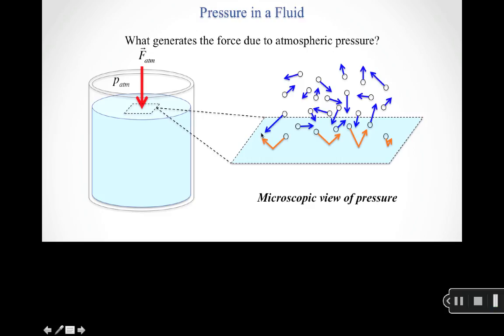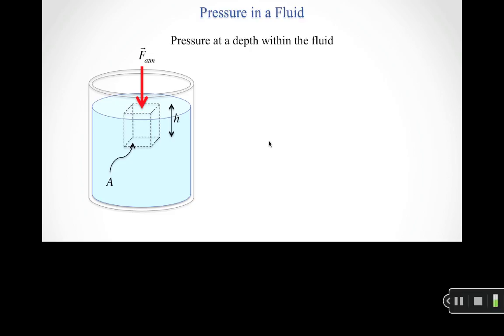And as they bounce off the surface of that fluid, that obviously generates an impulse on those particles to get them to bounce off. That impulse is related to the force that the surface has to generate on the particle to get it to bounce back. That force, from Newton's third law, has to be related to the force that the particles are exerting on the surface as they bounce off. So this force that's being generated by atmospheric pressure comes from the particles as they bounce back off that surface.